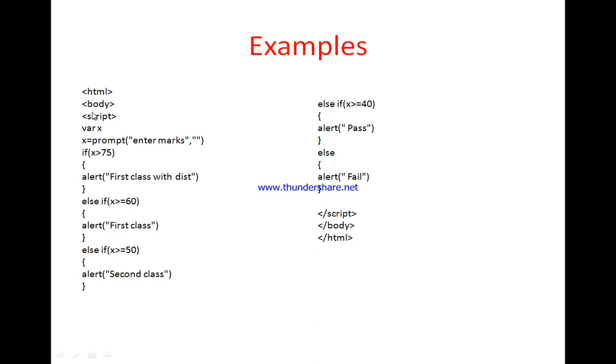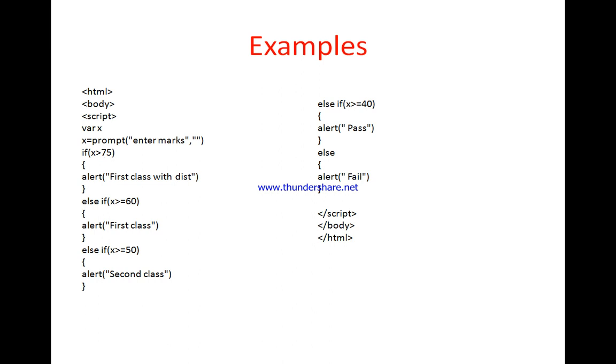Now here we have declared the variable var x. First of all the HTML tag, body tag, then script tag, and inside the script we are using the variable var x. Okay. Now we are using again the prompt function. With the prompt function we are accepting the marks, and storing them into the variable x. Now here the condition we can see: if x is greater than 75. What is the condition? x is greater than 75.